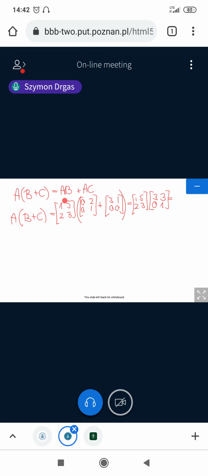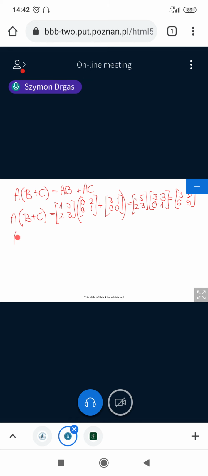And then I have to multiply these two matrices. So the result will be a 2 by 2 matrix. And we have 3 plus 0, which is 3, 3 plus 5, which is 8. Then we have 6 plus 0 is 6, and 6 plus 3 is 9. Okay, I will check it again. So we have 6 plus 0. I think that it's correct.